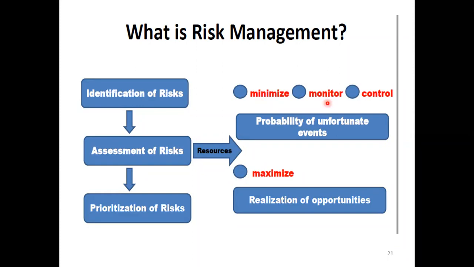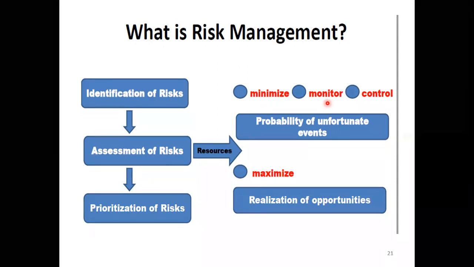They have to monitor whether the risk is developing against the organization, or whether it is going away from the organization. They have to monitor and control it, and if a potential risk approaches the organization, they have to take steps to control it. Meanwhile, as they try to minimize, monitor and control the risk, they have to maximize the realization of opportunities.